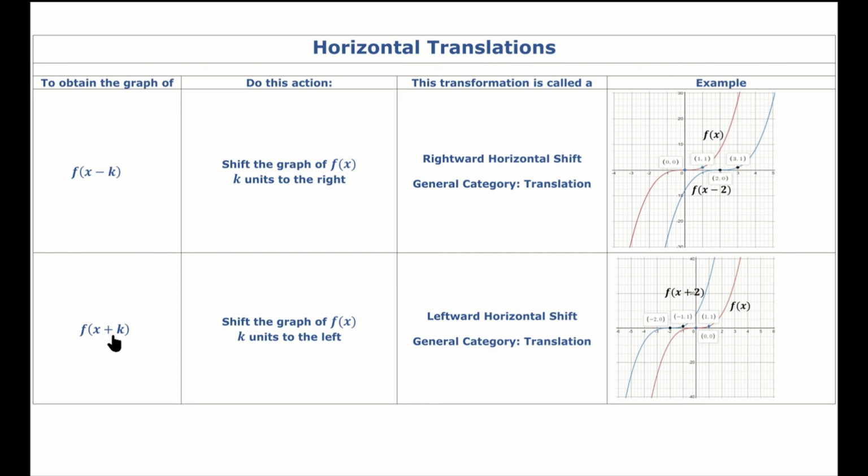You can get the graph of f of x plus k, as long as of course k is positive, right? By moving the graph of f of x 2 units to the left, or in general k units. Here I'm just using a specific example to make it easier to see. So here we're using 2 for k, right? So these are horizontal translations.